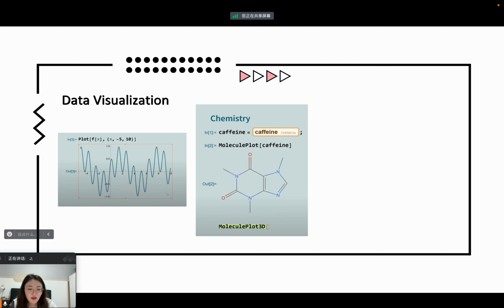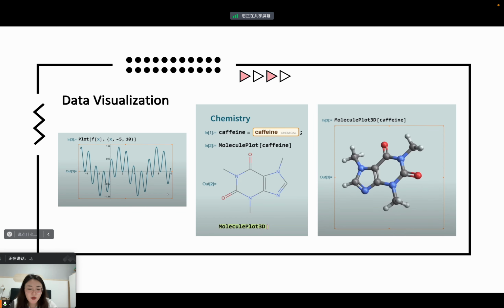But we are shown that the molecule is not planar. It exists in 3 dimensions. To get a more realistic image of the caffeine molecule, the MoleculePlot3D function can be used. And by grabbing the molecule, we can rotate it in the 3 dimensions and look at it from different angles.